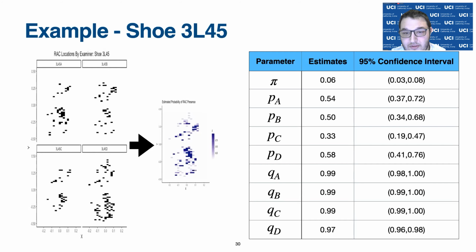And then just a table of results. You could see for this particular shoe, our prevalence is about 6%, which is similar to what we had seen going back to the previous table. We could see that the sensitivities are about 0.5. Examiner C happens to be slightly lower than everyone else. And then we have very high specificities. That's mainly due to the prevalence of RACs being very low, so there just happens to be a lot of 0 cells, or cells without RACs. So examiners are good at finding cells without RACs.